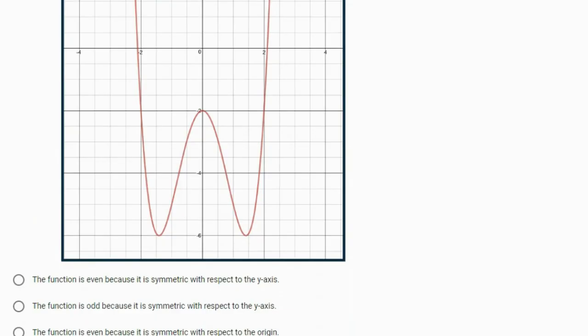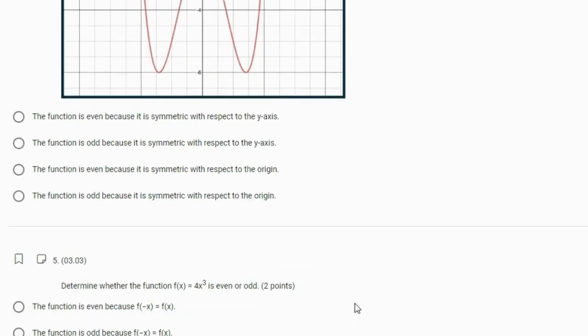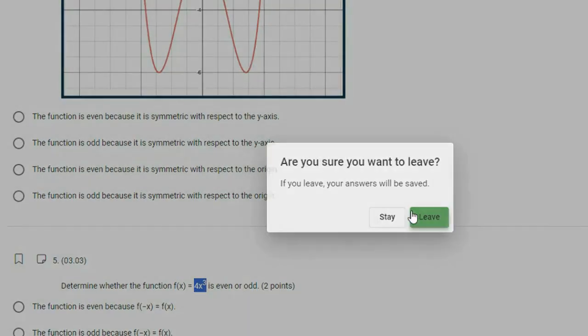It's not neither, because that's not a choice. They only give us a choice of even or odd. So you've got to look at that and figure out is that even or odd, and why? It's because it has respect to the symmetry to the y-axis or the origin. And determine whether this function is even or odd. So there you go, 5 problems there.